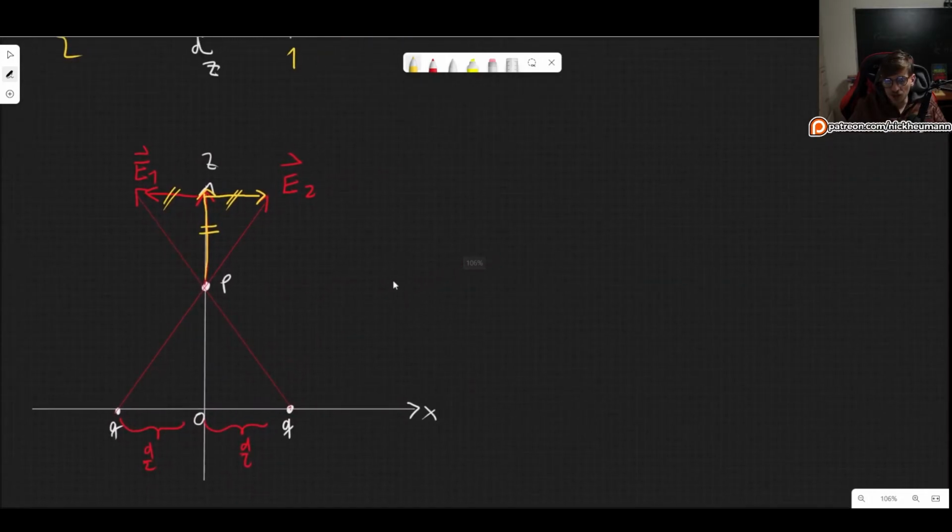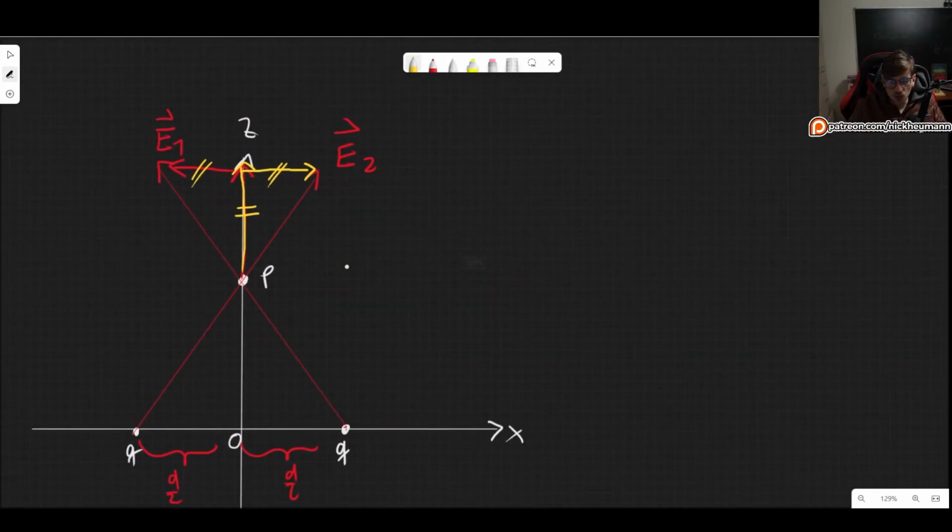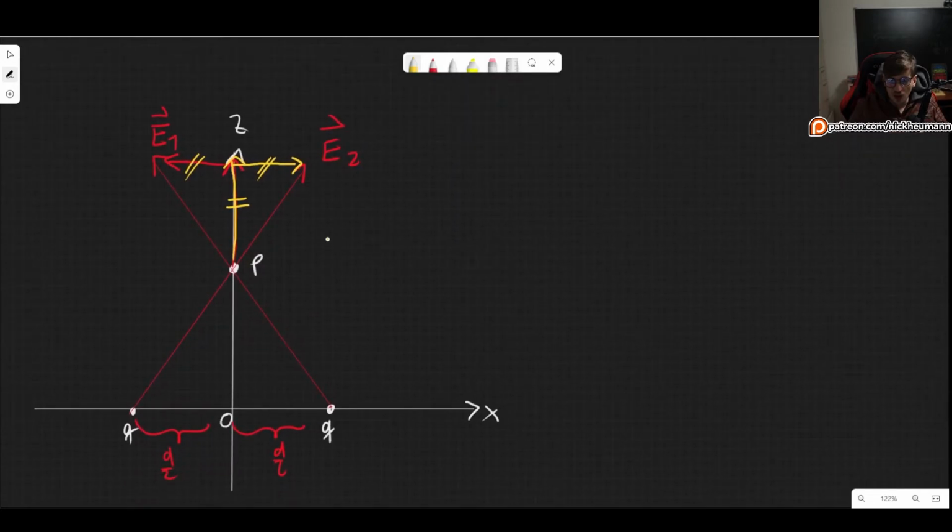Okay, so what exactly do we do here? How do we proceed here? Well, the idea here would be to find, right, one of our electric fields in the z direction, because we know that the total electric field that we get from this entire thing is going to be twice the electric field of just one of them. It doesn't matter which one, let's just say E1, in the z direction.